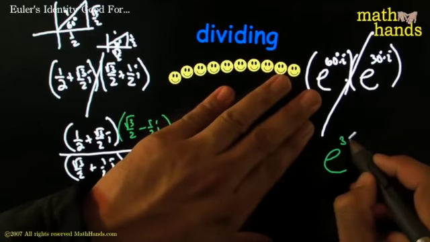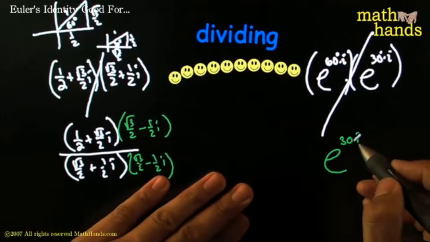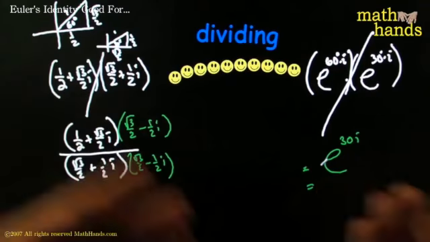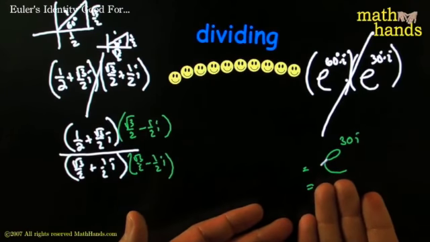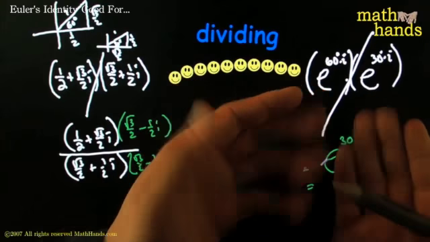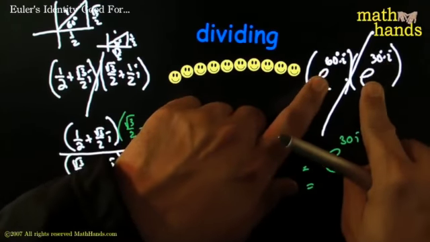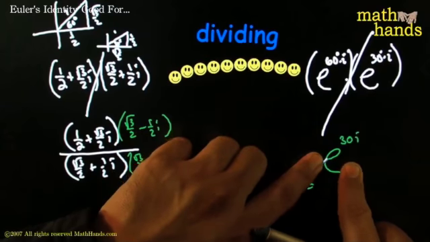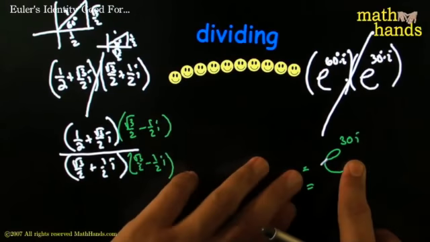Anyways, dividing non-famous numbers is a totally different flavor. Here you have to do conjugate stuff. Here you're just subtracting the exponent, just like that. Let's do another dividing one, but this time let's do some famous ones.